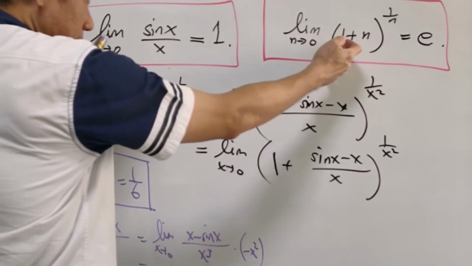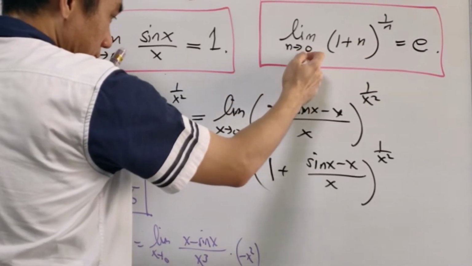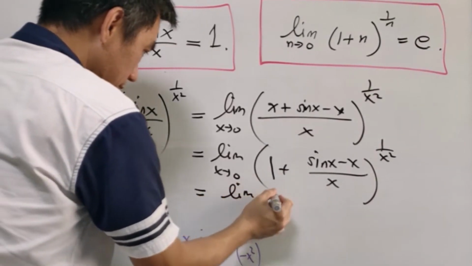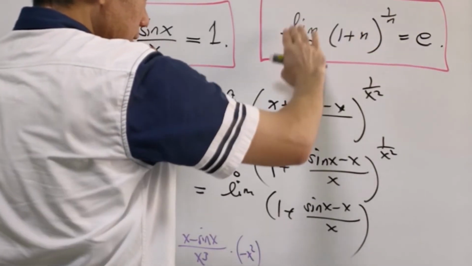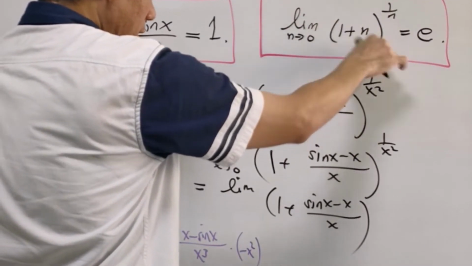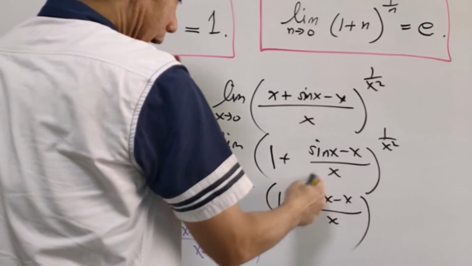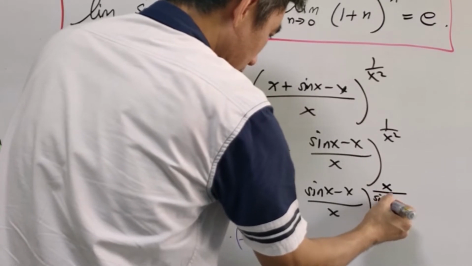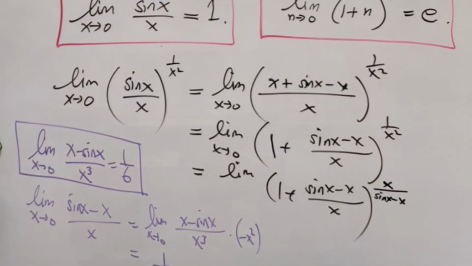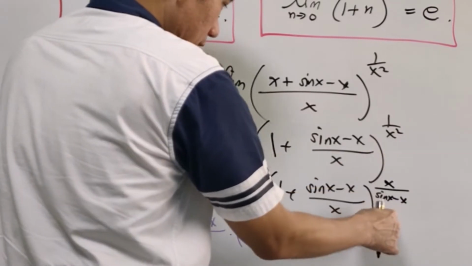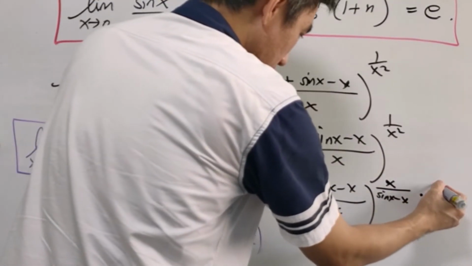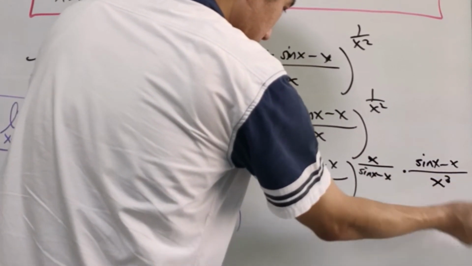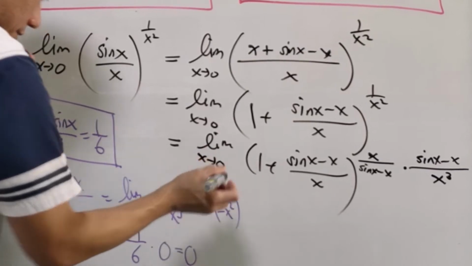And now we have the form 1 plus n when n goes to 0. We'll do something to the power. According to this limit, it must be (1 plus n) to the power of 1 over n. So 1 over n will be equal to x over (sine x minus x). And note that these two are not the same, so we can change it a little bit and write it as x cubed over (sine x minus x) times 1 over x cubed. Then x goes to 0.